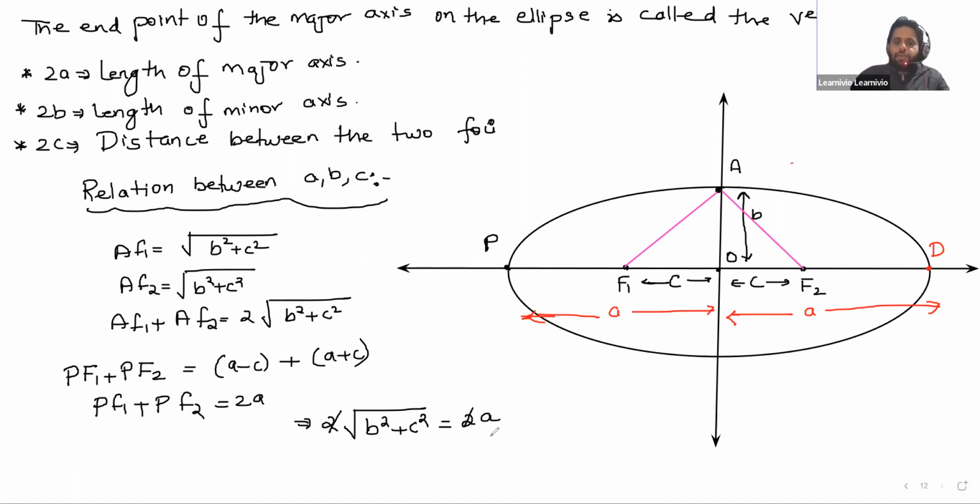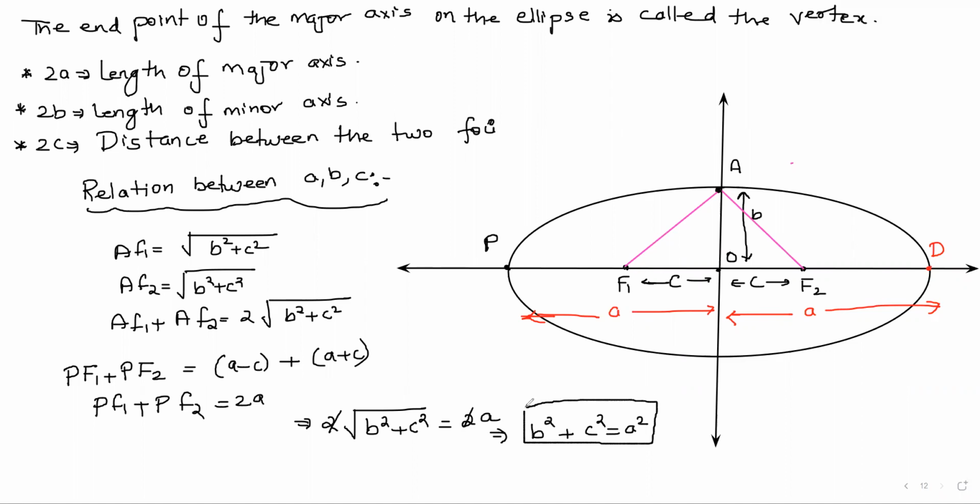This will cancel out. We will do this square. So we will get b square plus c square is equal to a square. So this is the relation between a, b, and c. Is this clear? Yes, sir.